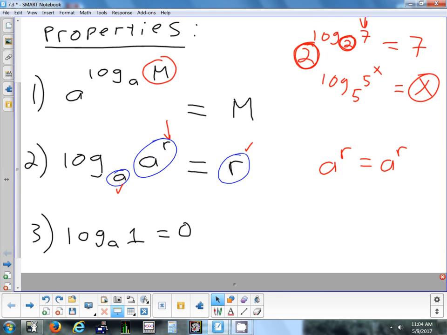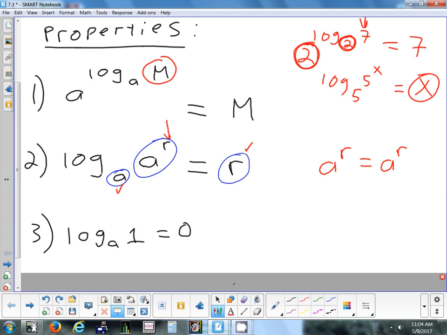Right, let's try the third one. This one says that if you take the log of 1, no matter what the base is, the answer is always 0. And this is also something that you learned in Algebra 1. You didn't write it this way in Algebra 1. You didn't write it with the word log. But I guarantee it's something that you'll probably remember.